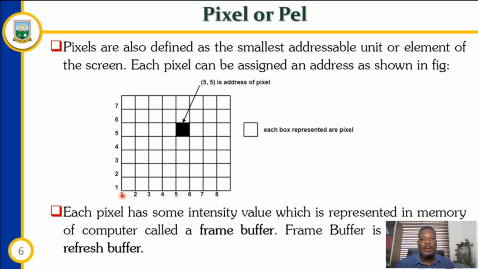To know the location of a pixel, it also has some sort of an address. Looking at this in the XY plane, you can see this pixel is on the fifth value of X, and also on the fifth of Y. So the address for this particular pixel is what we have here as 5, 5. So 5 for the X coordinate and 5 for the Y coordinate are shown here.